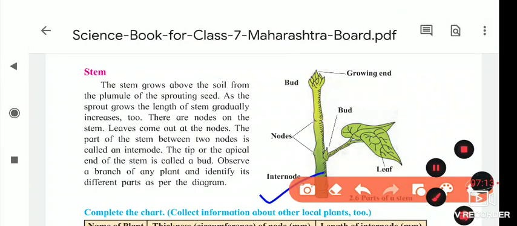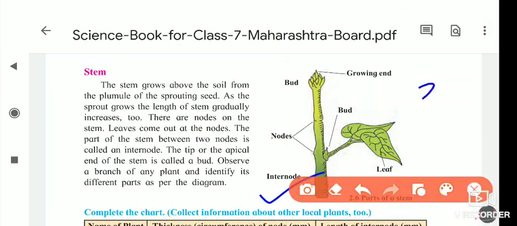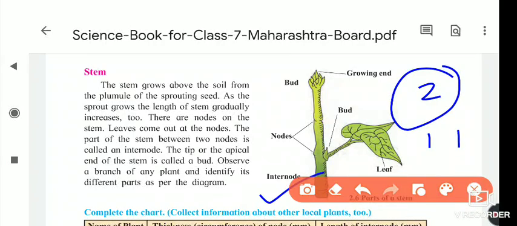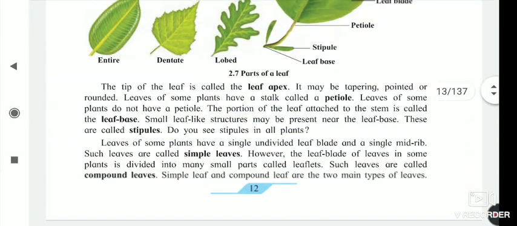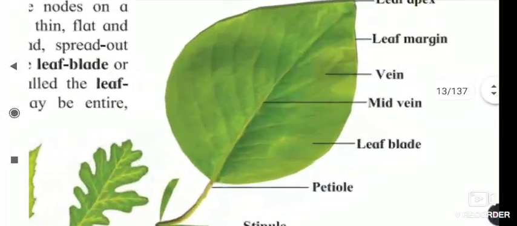If this question carries 2 marks in the exam, then the diagram carries 1 mark and labeling carries 1 mark. So if you only draw the diagram, you will get only 1 mark, and if you want both marks, you have to give the names properly. Here it is the diagram of stem, and I also asked you the diagram of leaves, but it is a different way.